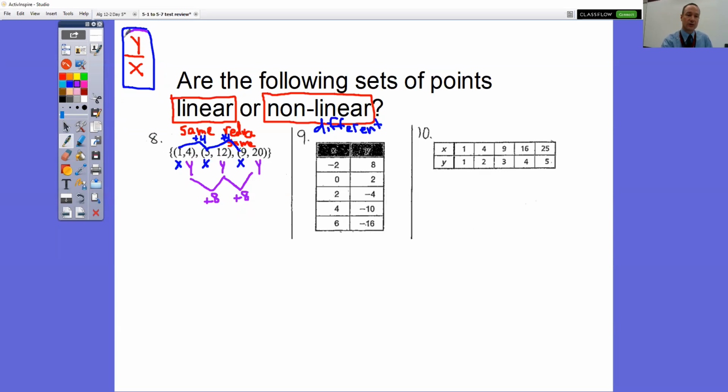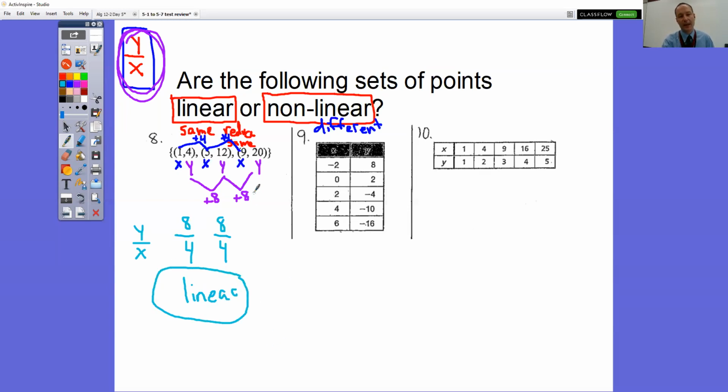Now you have to do your change in y over your change in x. We would have 8 over 4. Change in y over change in x, you would have 8 over 4. Notice that both of these were the same. Since they were the same, our answer would be linear.